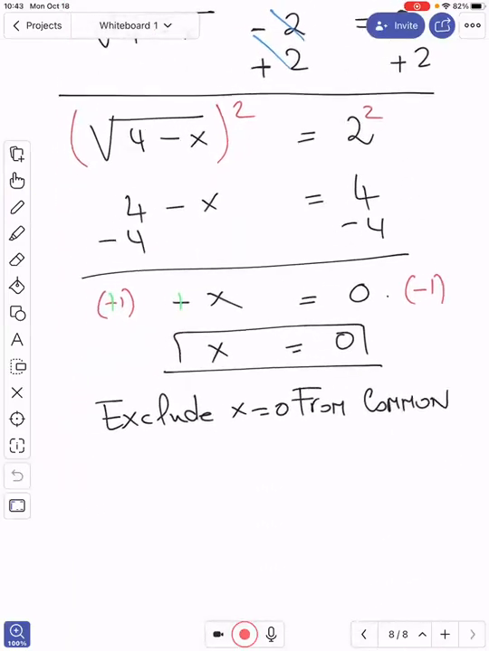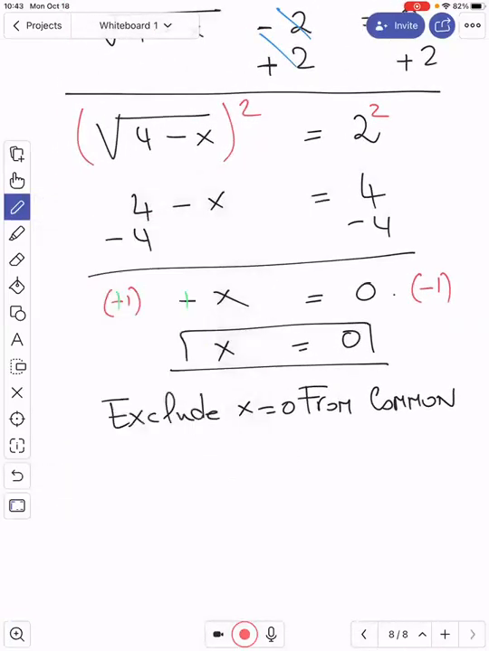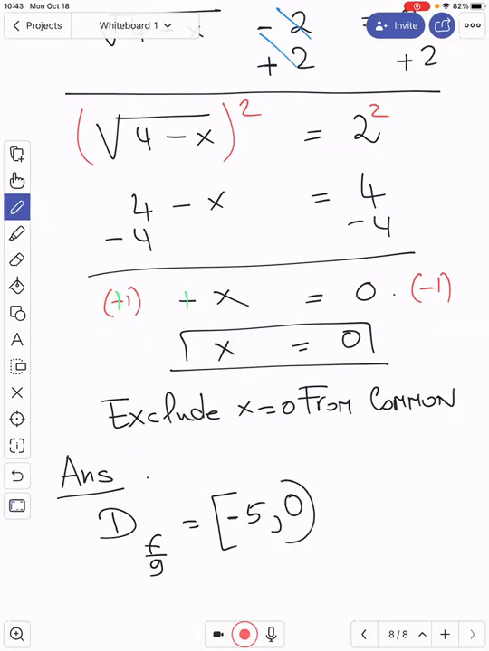So my domain of f over g. So here's the answer. Domain of f over g. So we start at negative 5, included. And then, as I said, we have to exclude the 0. So we have to stop at 0, excluded, and then start again at 0, union, right? 0 to positive 4, included. 4, of course, is included, right?